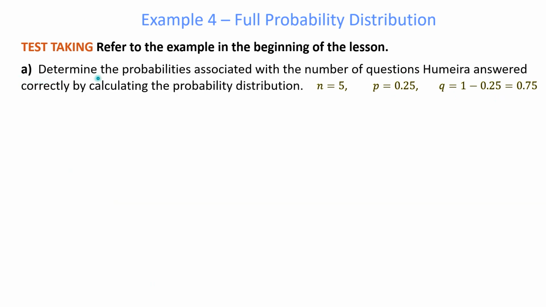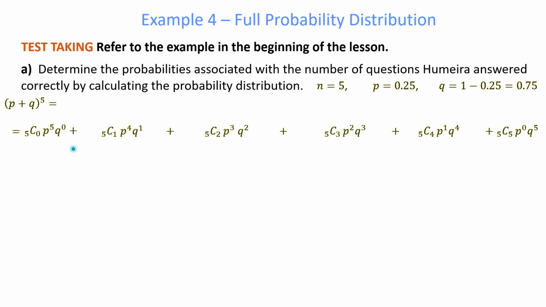Part A. Determine the probabilities associated with the number of questions Humaira answered correctly by calculating the probability distribution. So we want to expand this binomial, (p + q) to the power of 5, because n equals 5. And when we use the binomial theorem, we can write the following. And remember, there's a pattern to this. The binomial coefficients using a calculator will give us the following.